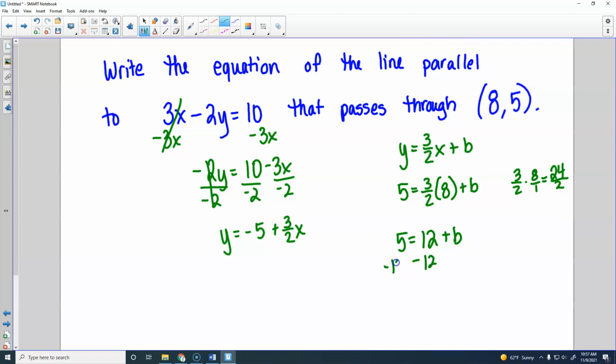Yours was probably just a sign somewhere, wasn't it? I messed up right there. And so that's negative 7 is b. And so y equals 3 halves x minus 7. Both of them had the right slopes and had the wrong y-intercept, so they probably made a mistake somewhere there.